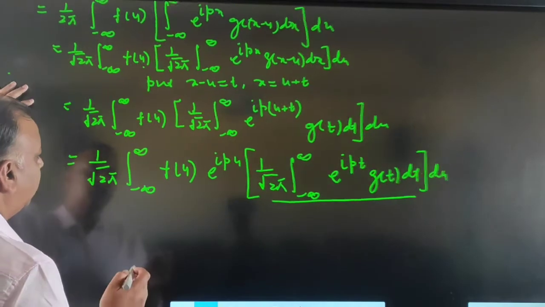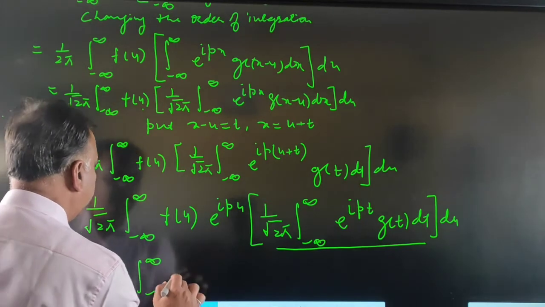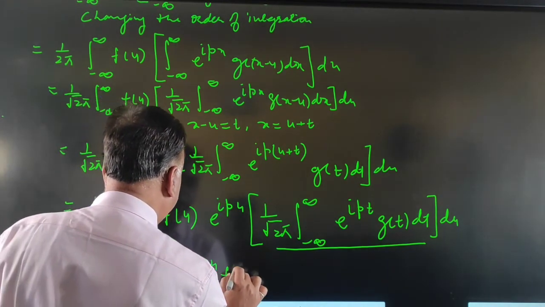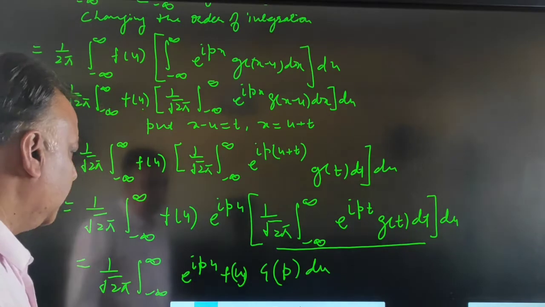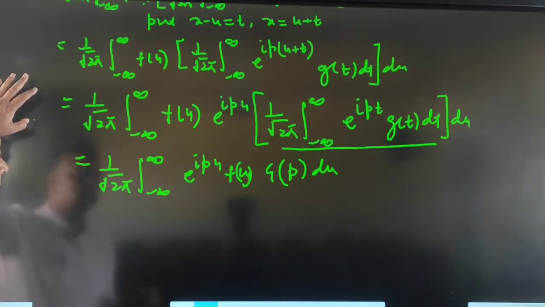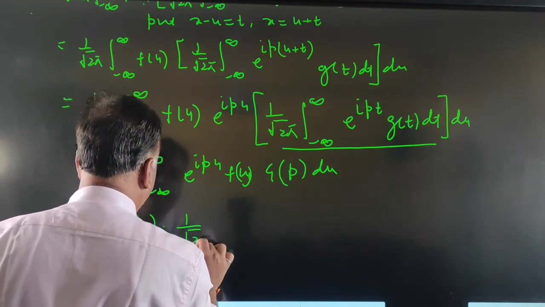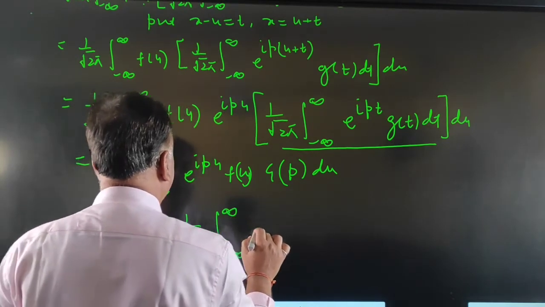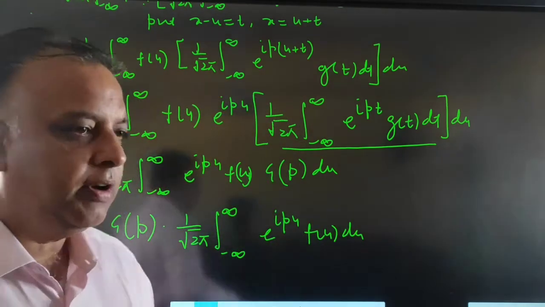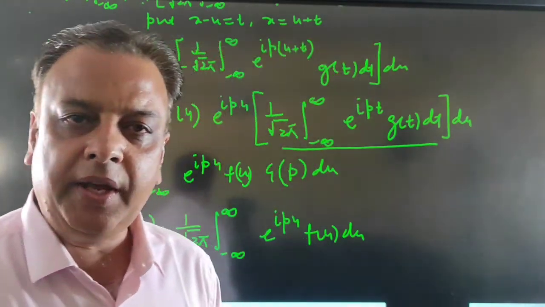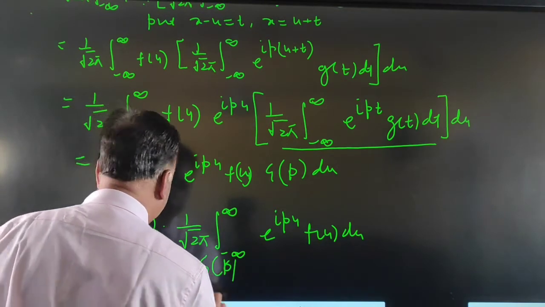So this is equal to 1 upon root 2 pi integral from minus infinity to infinity e raised to iota pu f of u g of p du. If we take g of p outside the integral, then we get g of p into 1 upon root 2 pi integral from minus infinity to infinity e raised to iota pu f of u du. And we know that the value of the integral is the Fourier transformation of the function f of x, which is f of p. So this is equal to f of p into g of p.